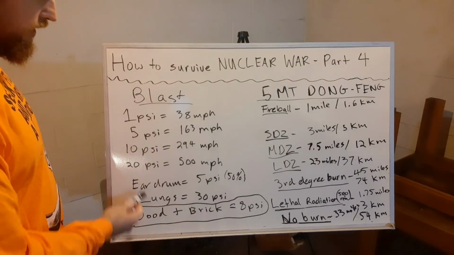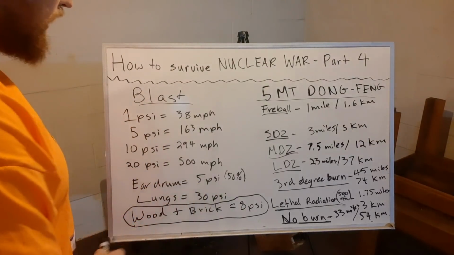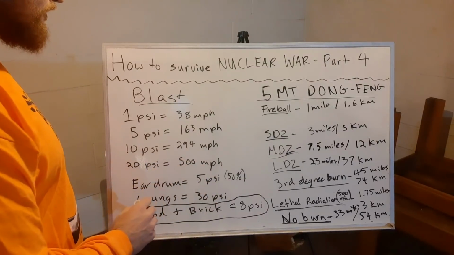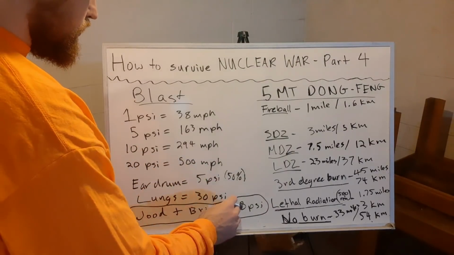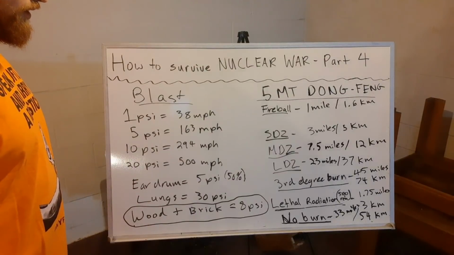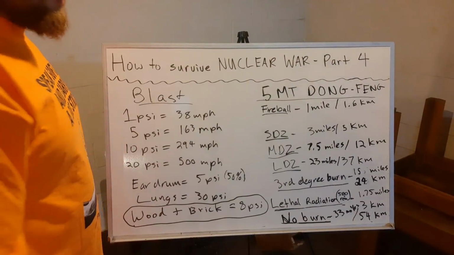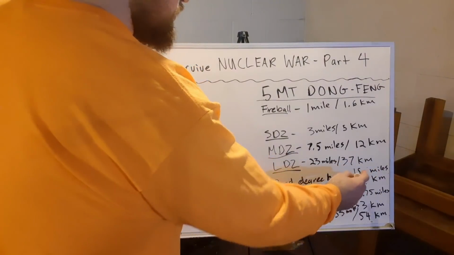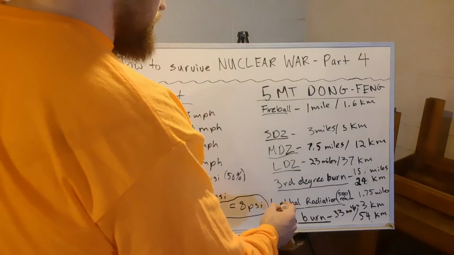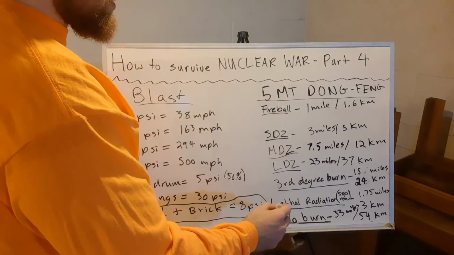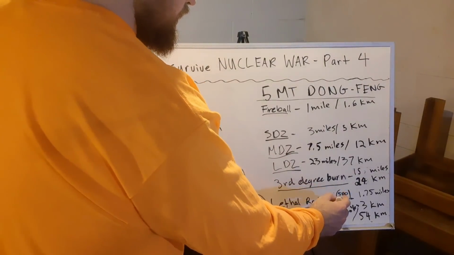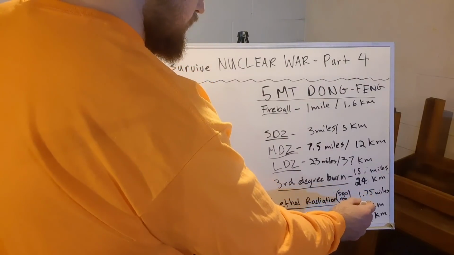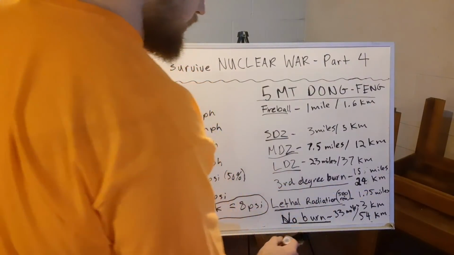Okay, so here you have all your PSIs. If you remember, eardrums rupture at 5 psi. There's a 50% chance you could rupture your eardrums at 5 psi. And wood and brick structures are completely destroyed at 8 psi. Okay? And so the 3rd degree burn distance is 15 miles or 24 kilometers. The lethal radiation, the initial pulse of radiation of 500 rems or more, you have to be 1.75 miles or closer, or 3 kilometers or closer, okay?